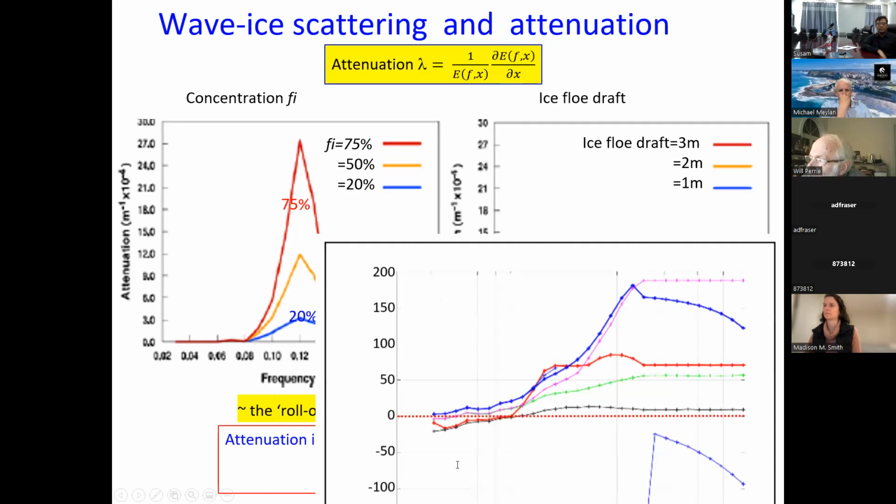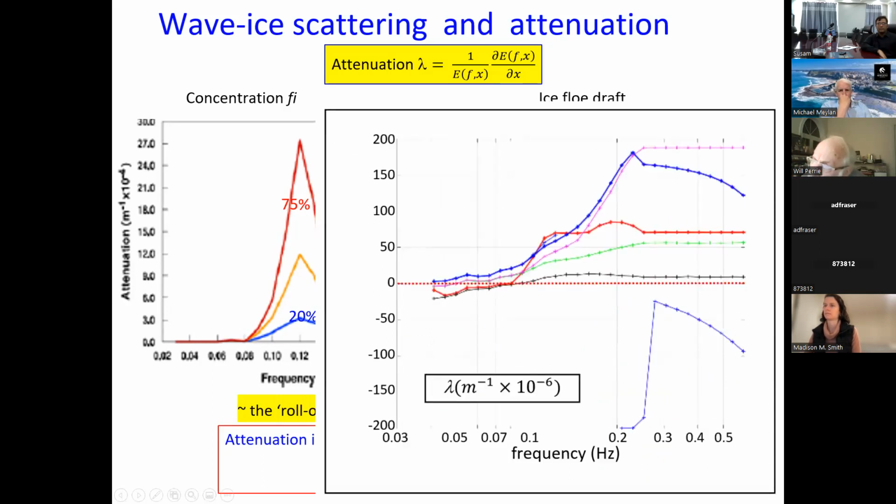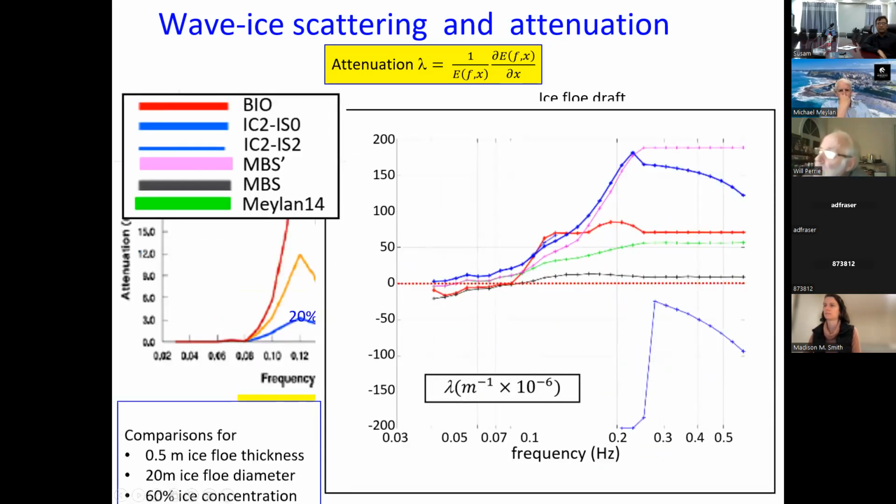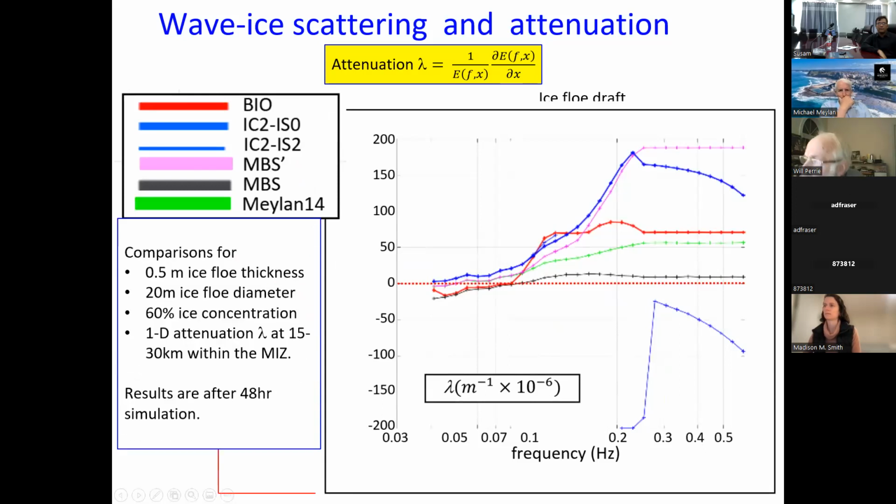We compared these models with a two-day, 48-hour simulation. Here are all the 6 models: BIO, the 2 IC2 models in WaveWatch, MBS, MBS prime, and Meylan 14. This is how they compare as a function of frequency. This is the attenuation.